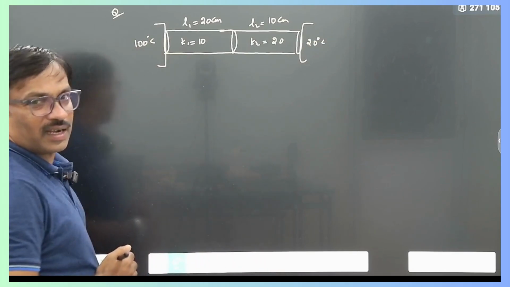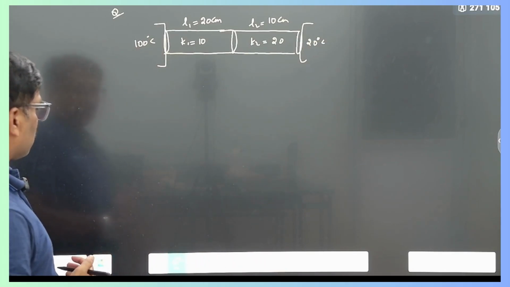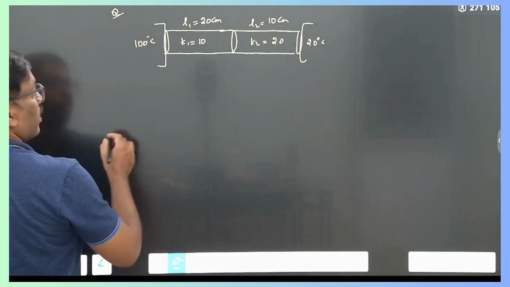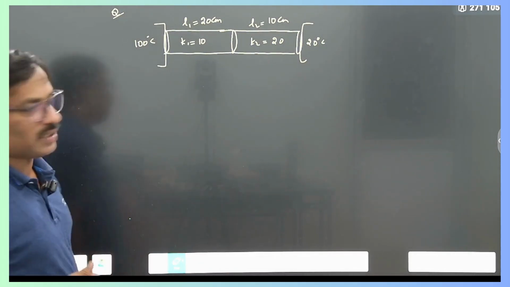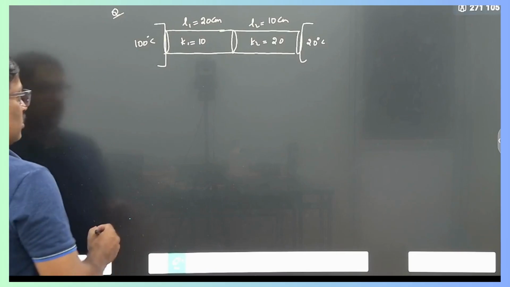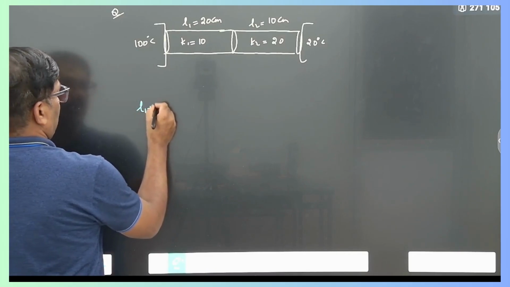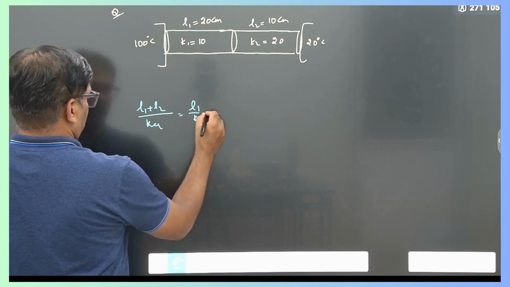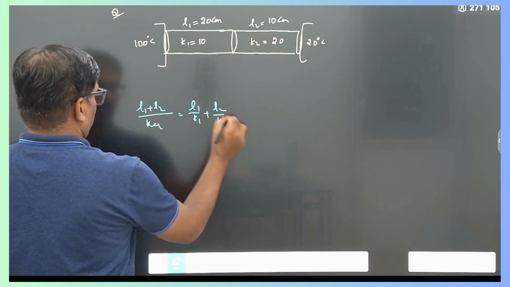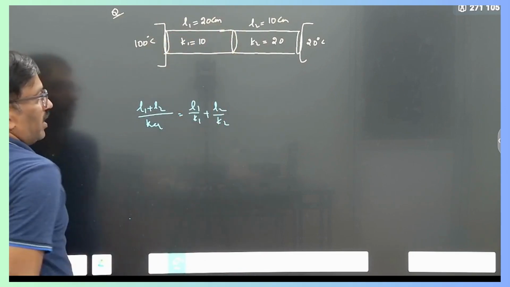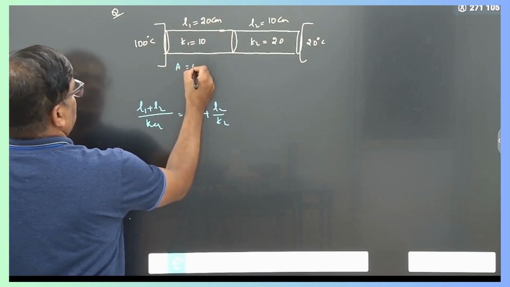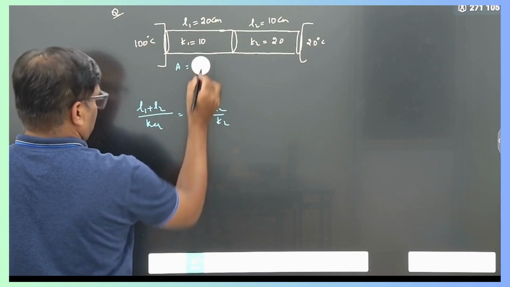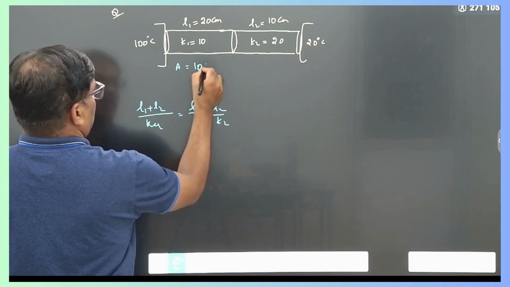We want to calculate many things here. First of all, we want to calculate K equivalent. What is K equivalent here? When the rods are connected in series, how can you write it? L1 plus L2 by K equivalent is equal to L1 by K1 plus L2 by K2. The area of this will be the same. Area you can write as 0.1, that is, 10 centimeter square.